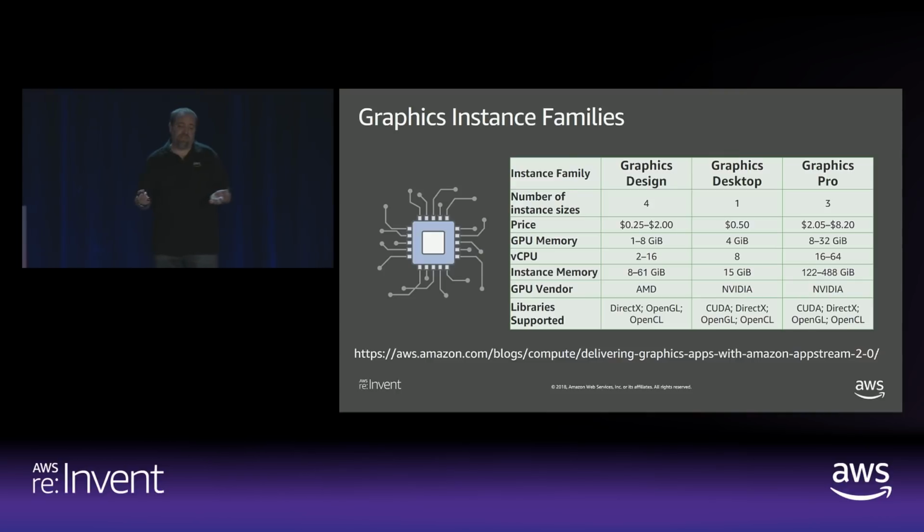Our Graphics Pro family uses the Tesla M60, so those instance sizes go up to 64 CPUs and 488 GiBs of memory, because we use the GiB instead of the GB. Graphics Pro instances are ideal for those graphics workloads that need a massive amount of parallel processing capability for 3D rendering, for visualization, for video encoding.